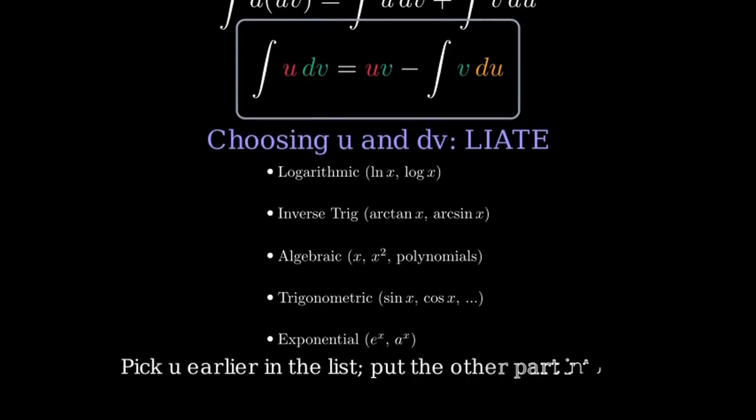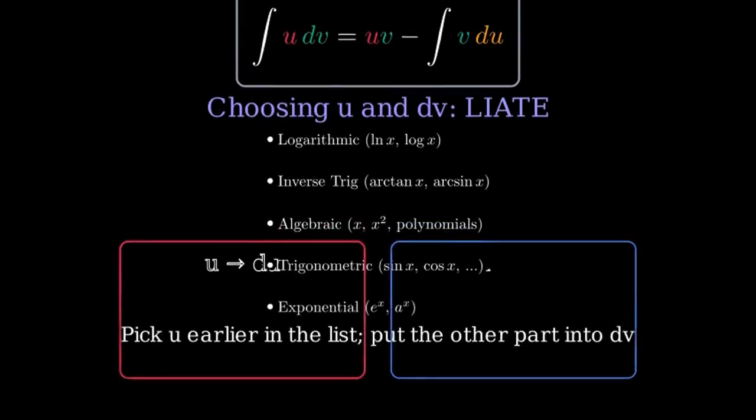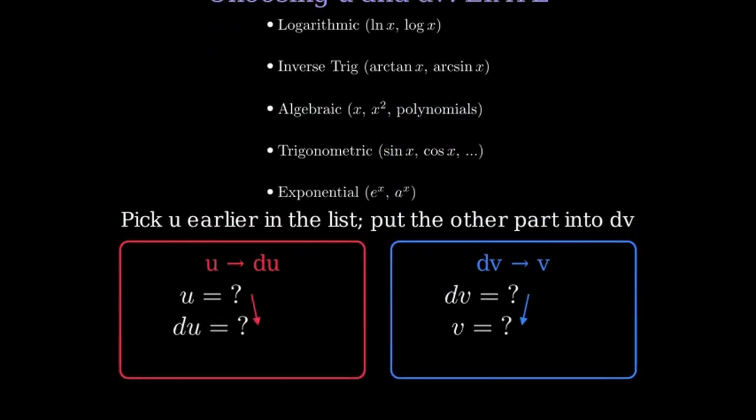Let's build a quick diagram to visualize the pieces. On the left, choose u, differentiate to get du. On the right, choose dv, integrate to get v. These four parts plug into the formula. Integral of u dv equals uv minus integral of v du.